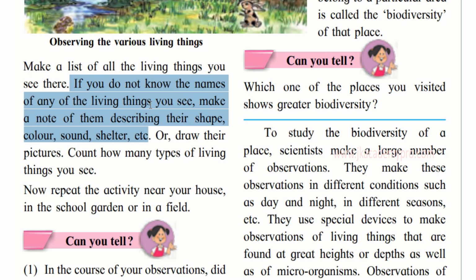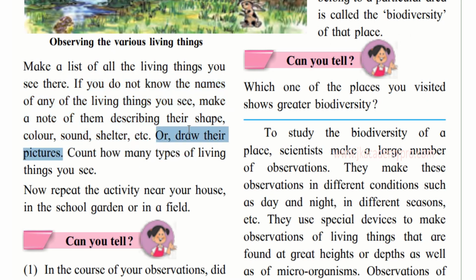So, suppose you don't know the name of any insect or an unusual bird that you see. When we observe carefully, we find so many new things, isn't it? So, therefore, jot down what the shape was, what the color was, what it was doing, where it was living. All these things, and if possible, you can draw the picture. You could draw the picture, or you could click pictures from your mobile or a camera that you have. So you can click pictures, jot down, and count how many types of living things you see. Make a list, count, and write it in numbers.